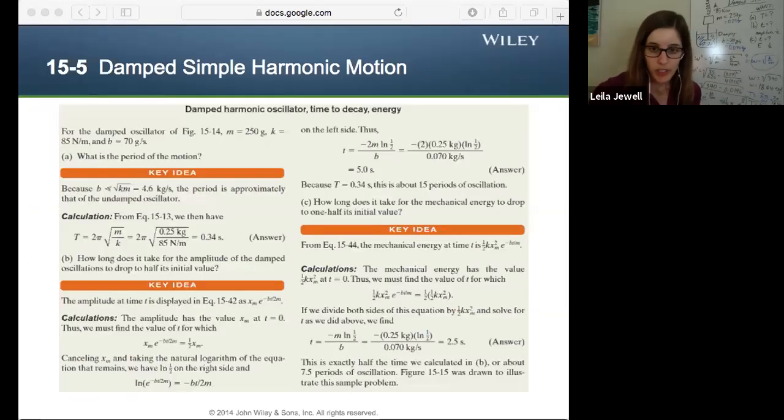So here it walks through and it gets the exact same answers for the period, for the time, for the amplitude to drop, and for the energy to drop. So energy is lost more quickly than amplitude.